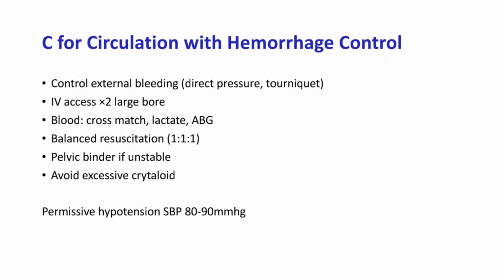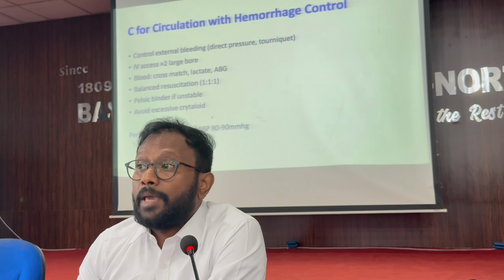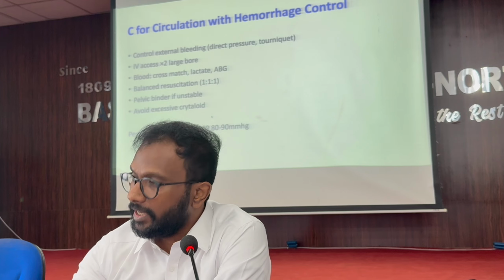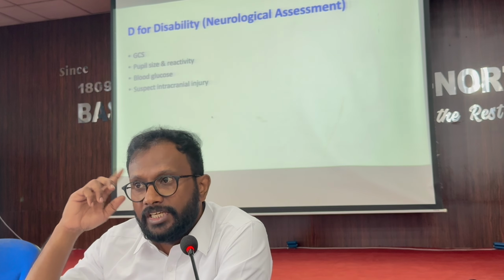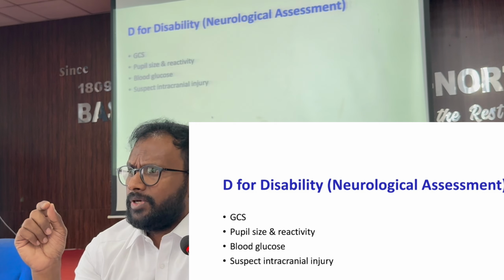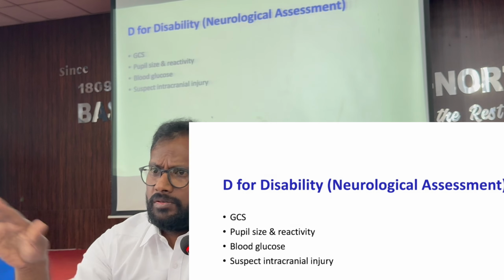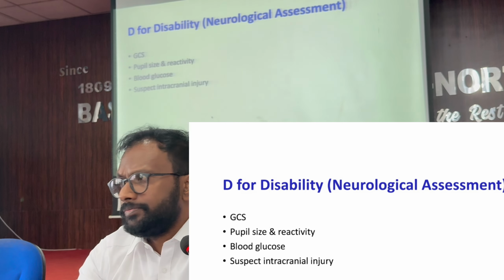What is permissive hypotension? In a polytrauma patient, we do not resuscitate to get the BP back to normal, 120, 130, because there is bleeding inside somewhere. If you make the BP normal, the bleeding continues. That's permissive hypotension. We just permit the hypotension to around 90 and resuscitate accordingly. Right? D for disability, GCS. Okay, AVPU, the quick assessment: whether the patient is responding to alert, only to verbal or pain, or unresponsive.